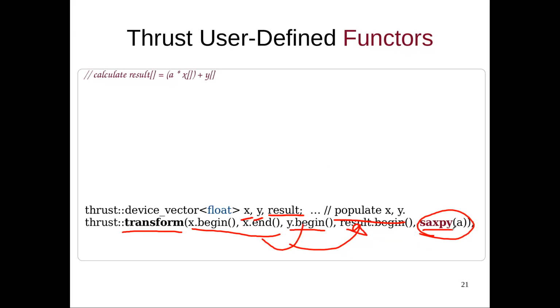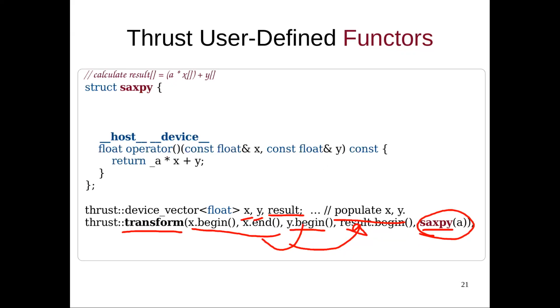This creates a temporary object of type saxp. Saxp is not a function, it is called a functor, which means that it is actually a structure or an object or a class. How do I do that? Well, I just define it of that type as a structure or a class in CUDA, and I am going to create an operator, which is the function operator, the opening and closing parenthesis.